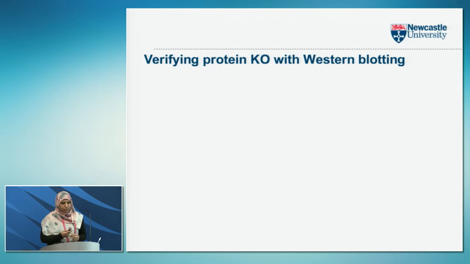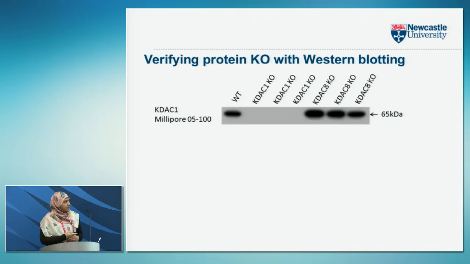So because we were looking at selective knockout of the KDACs, we wanted to make sure that the protein was completely absent in the cells. And the obvious way to do this is by using Western blotting. So we looked at KDAC1 first, and we found, as we'd hoped and expected, that the protein was present in the wild type and the KDAC8 knockouts, but not in the KDAC1 knockouts. So this was good, and we moved on to then look at KDAC8.